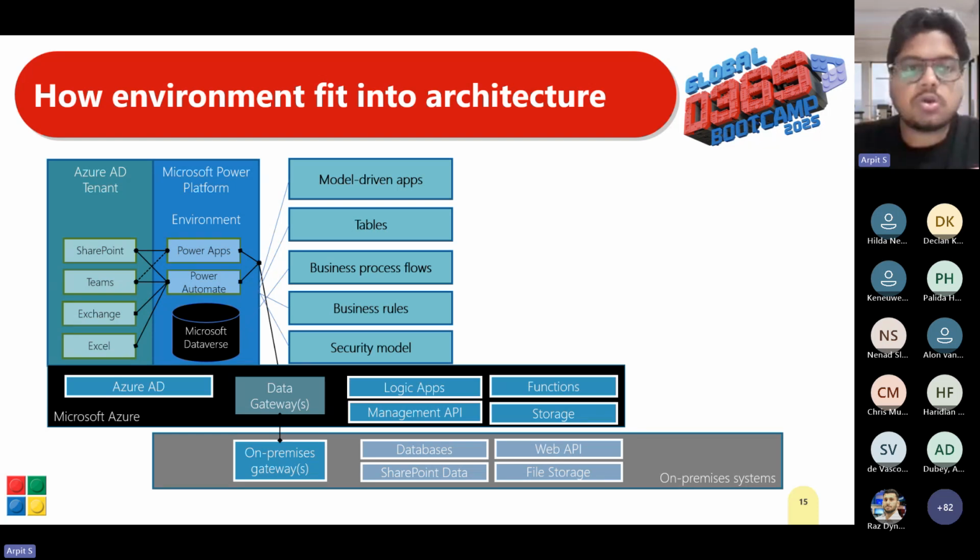Whatever resources or components you have inside that environment, like Power Apps, Power Automate, Dataverse, Copilot Studio, they can interact with the other services which lie in the same Active Directory tenant. And these Power Apps and Power Automate have connections with the model-driven app, tables, business process flow. So it has different components. This is how the whole environment fits into the architecture.